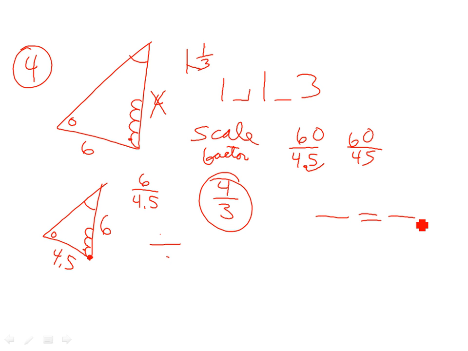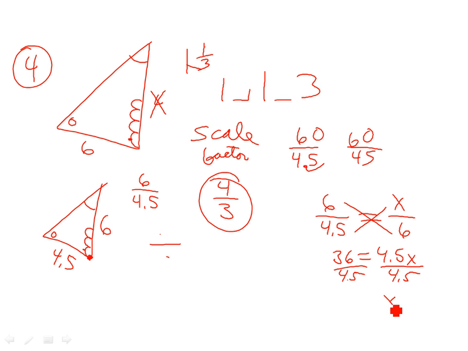Now we go to set up. So that's one of our answers. Now we have to find x. What proportion can we set up to find x? 6 over 4.5 equals x over 6. Cross multiply. 6 times 6 is 4.5 times x. Divide both sides by 4.5. Everybody agree with 8? So x equals 8.